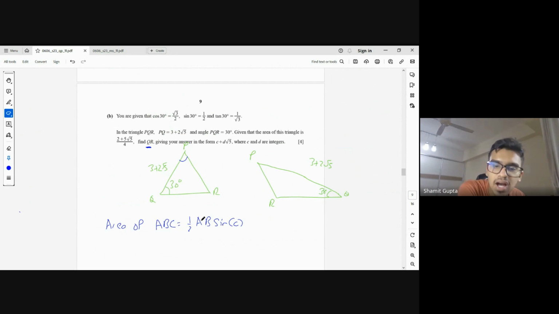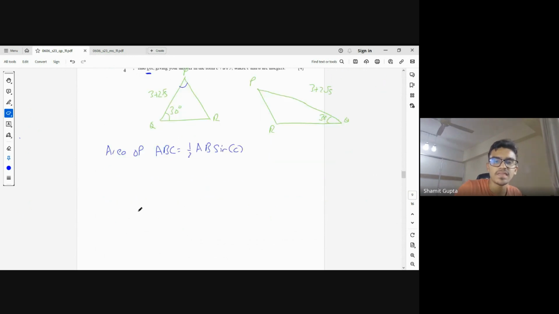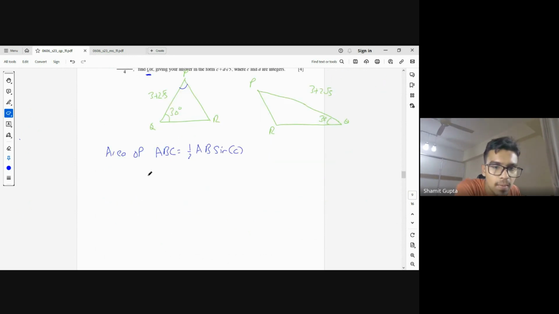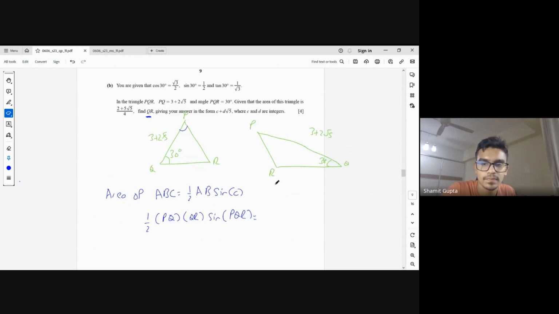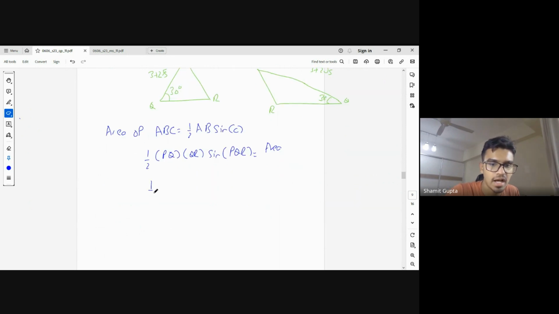So we can just do half ab sine C is equal to the area, 2 plus 5 root 5 over 4. In this case, we don't know QR. So it will be half PQ QR sine PQR is equal to area. Now we can substitute.